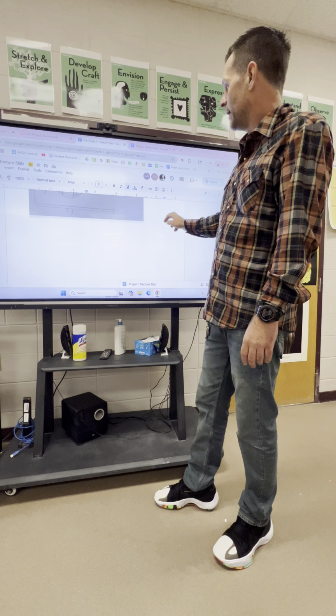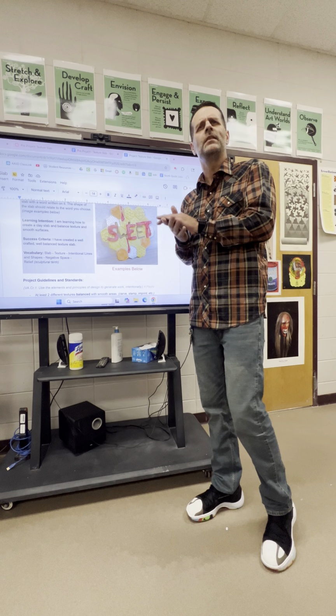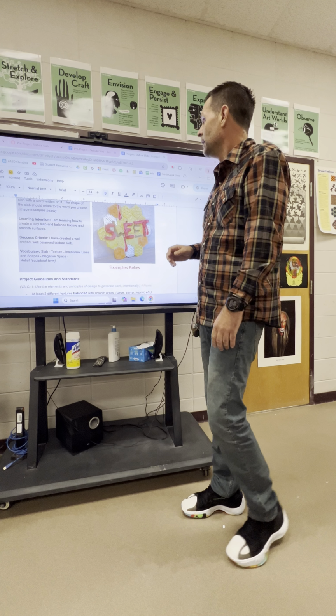Here's some of the finished products. Like here for sweet, they did a honeycomb with a lot of different textures, the word sweet, and some of the letters they just cut away so it was negative space. So you can play with that, where some of them are cut away, maybe you add a layer, and play with that. It gives it a little bit of depth when you're thinking about this.